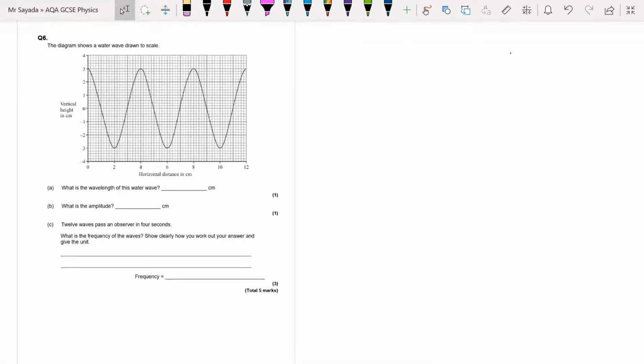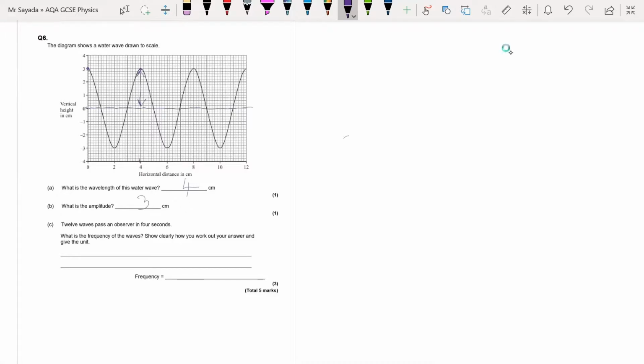You should have now done this question. So what's the wavelength of the water wave? I'm going to go from this peak to the next peak, and I can see clearly that that's 4 centimeters. The amplitude, we have to be careful. We have to go from the middle to the top or from the middle to the bottom. So if I go from the middle to the top, I can see that that is 3 centimeters.